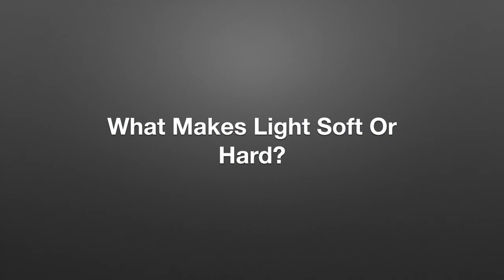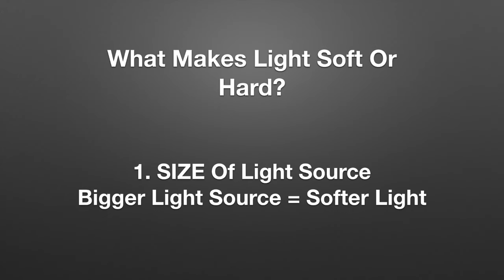I intentionally skipped something earlier because I wanted to show you some samples of soft light and hard light. But let's go back and talk about what causes light to be hard or soft. There are 2 things. Number 1 is how big is the light source. The bigger the light source, the softer the light. The smaller the light source, the harder the light.